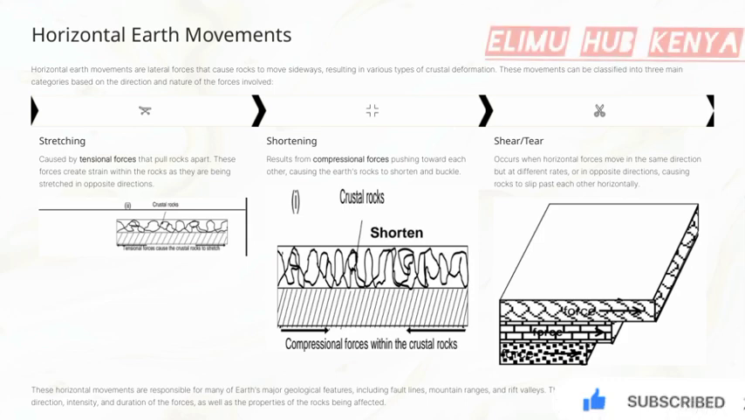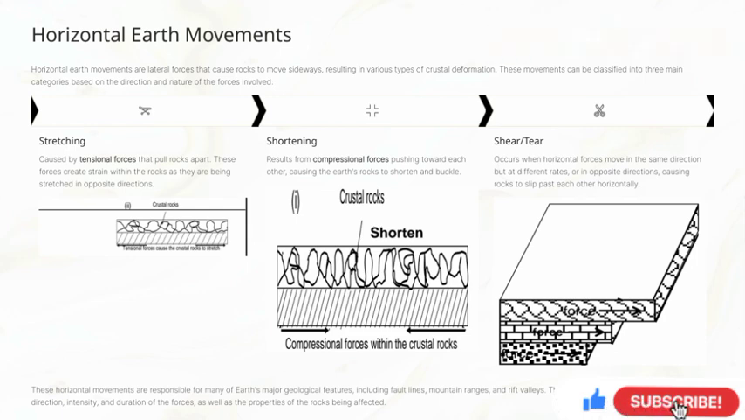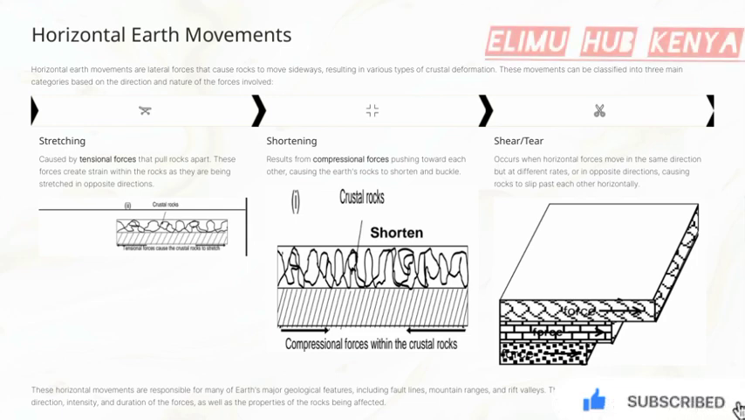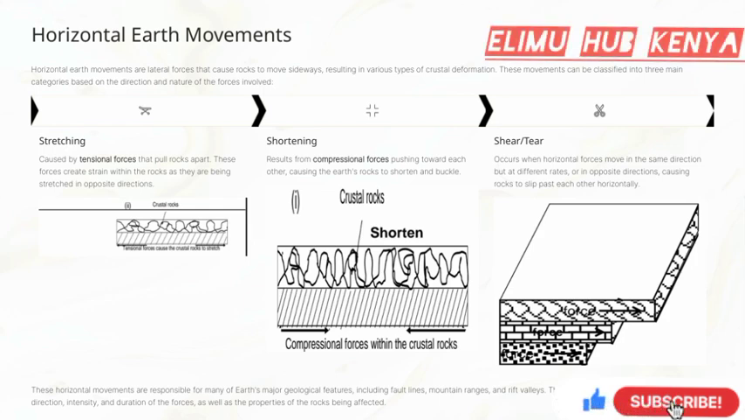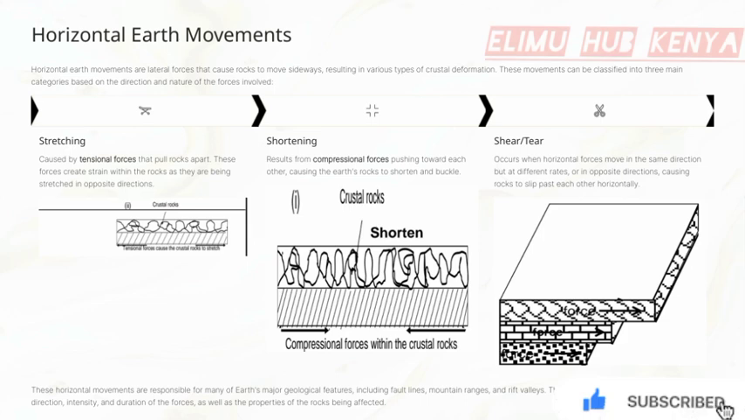Next, there's shortening, caused by compressional forces. Think of pushing two blocks of material together. This pushes the rocks inward, causing them to shorten and often buckle, forming folds or other structures. The third category is shear or tear movements. These occur when horizontal forces act in the same or opposite directions at different rates, causing rocks to slip past each other horizontally. This movement is critical in forming features like fault lines.